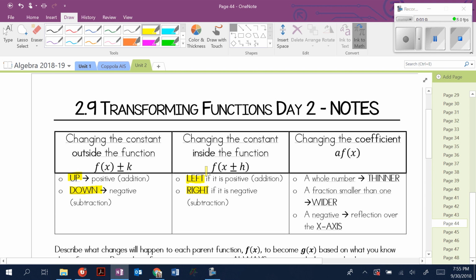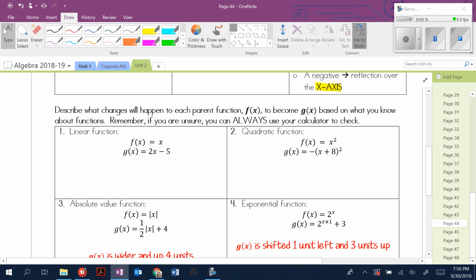Changing the coefficient. If it's a whole number, it's going to get thinner, more narrow. A fraction will actually make it wider. If you think about the slope, if you're multiplying it by a big number like 5, it's going to make it grow faster. Same kind of theory applies here. A fraction would make it wider. It would grow at a slower rate. If it's a negative, remember it just flips over the x-axis. It's a reflection.